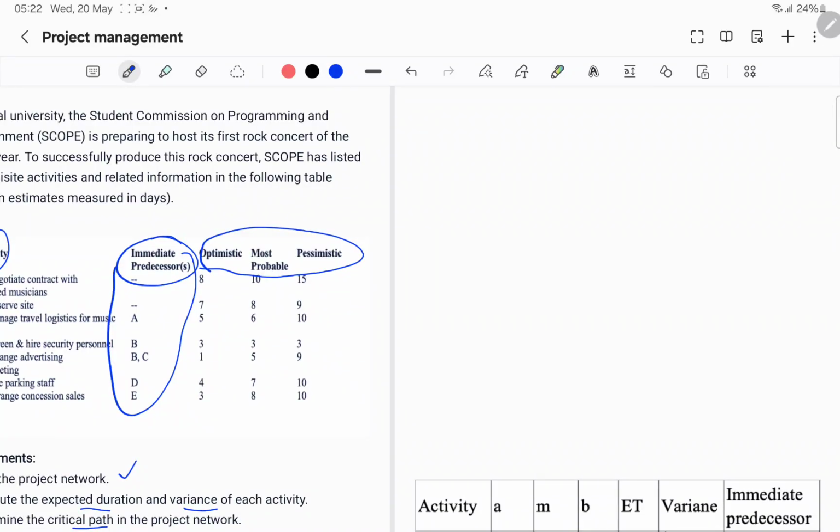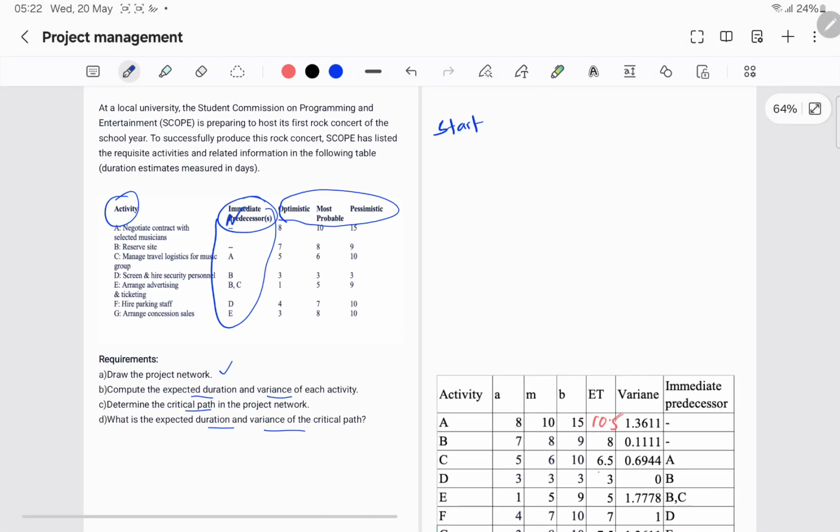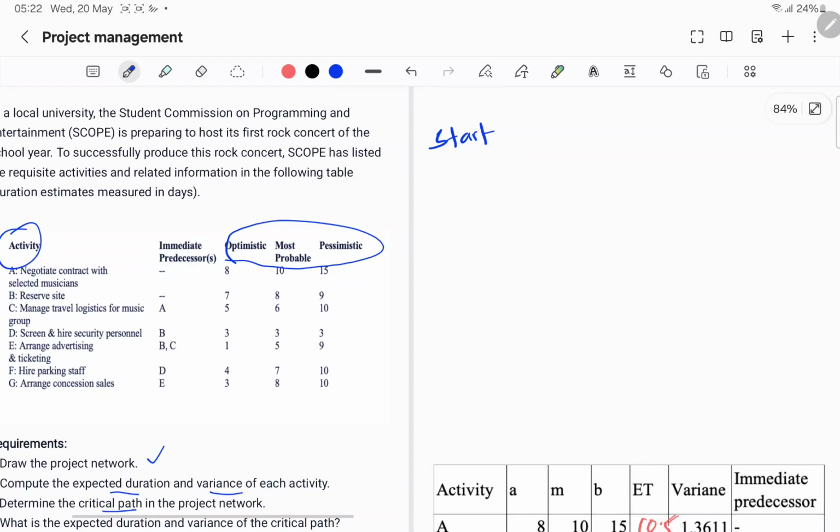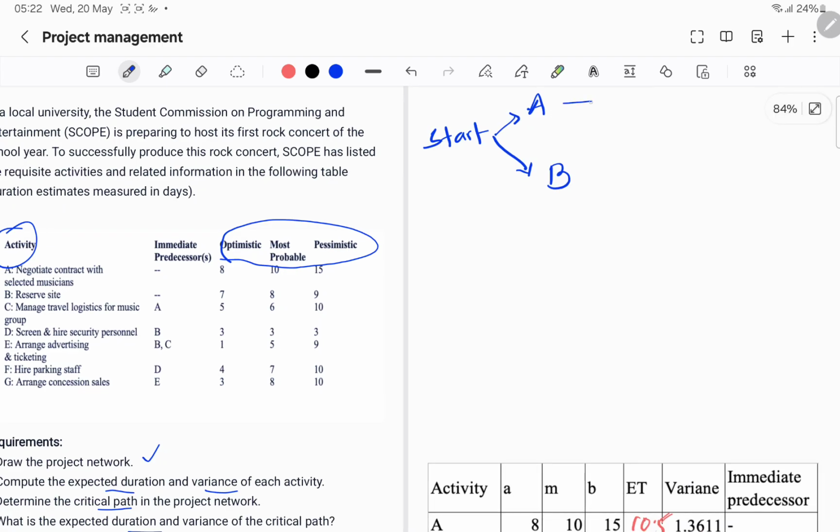So first we will write start, and you see the first 2 tasks, A and B, are not dependent on anything, so they can be started immediately. Task or activity A and activity B. Activity C is dependent on A, and activity D is dependent on B. Activity E is dependent on B and C.